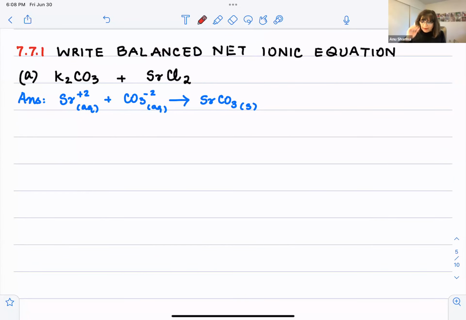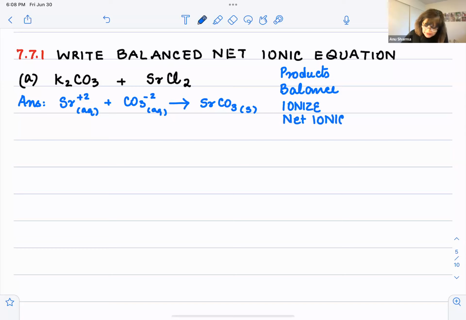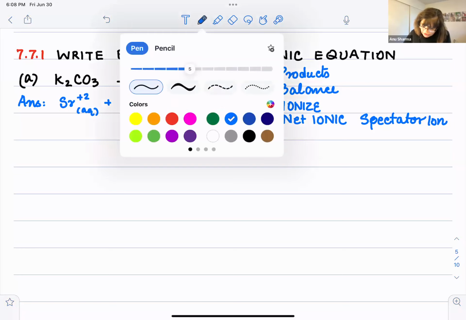Next is write the balanced net ionic equation. So here, once again, you are given potassium carbonate and strontium chloride. So what are we going to do? First of all, we are going to identify the products. Then we are going to balance the molecular equation. Then we are going to ionize, and then create a net ionic equation. In the net ionic, we are going to see which ones are the spectator ions, remove them, and we will have the final one. All right, let's get started here.